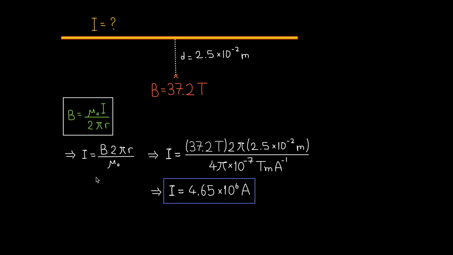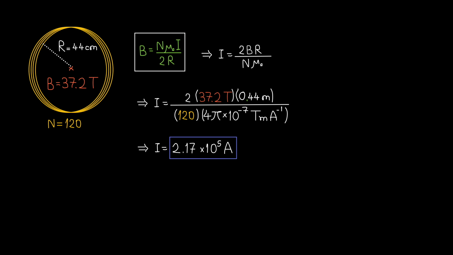Let's rearrange our equation to isolate I. We get I equals B times 2π r divided by μ0. Here r represents the distance from the wire, which is d in the picture. And then let's plug in the values to calculate the numerical result. The current needed to achieve such a magnetic field is fairly large, and it's equal to 4.65 times 10 to the 6 amps.